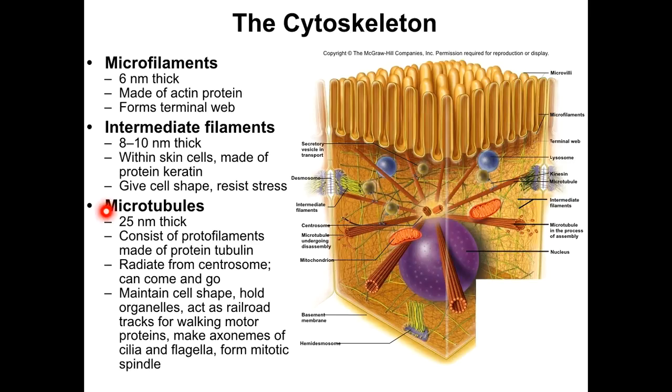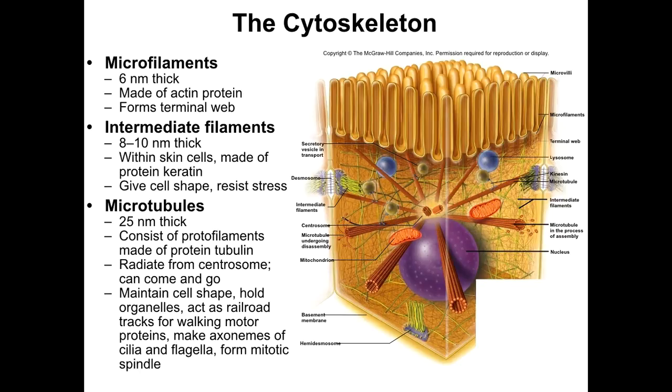Last, we have microtubules. These are the largest of the cytoskeletal components. Microtubules usually start towards the center of the cell. There's this organelle, not a membrane-bound organelle, called the centrosome. The centrosome is where microtubules are made from, and it's usually right next to the nucleus, and they go from the nucleus out towards the surface of the cell.